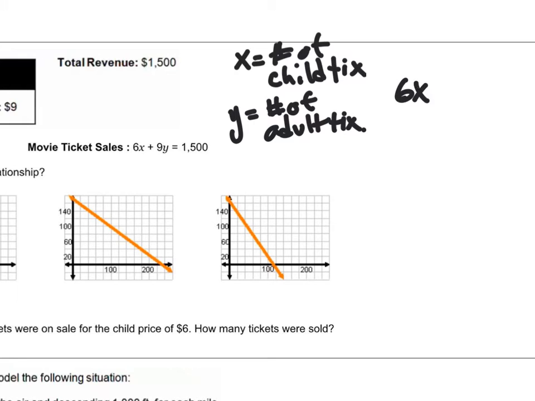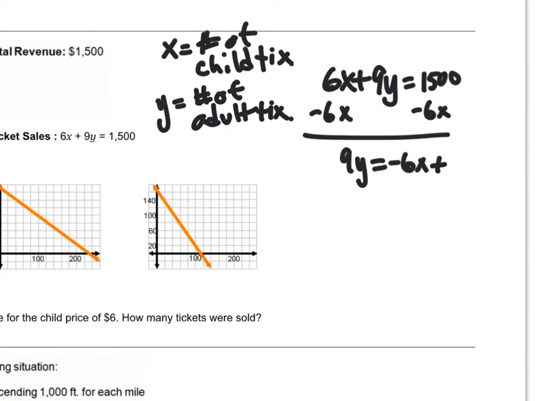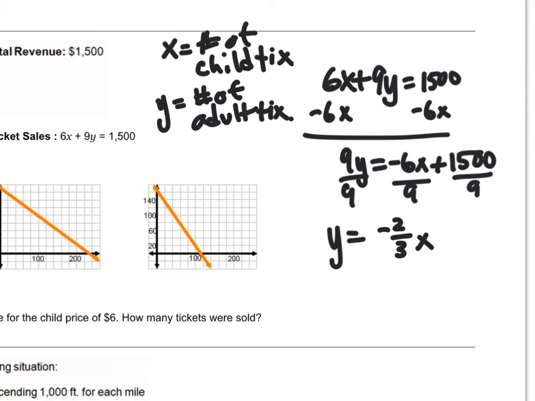So I've got 6x plus 9y is equal to 1,500. If I subtract 6x from both sides, so minus 6x, then that's going to give us 9y is equal to negative 6x plus 1,500. Okay. If I divide each of these by 9, I get y is equal to, now this fraction here simplifies to negative 2/3. So I'm going to do negative 2/3 x, and then plus, and then this fraction, if you divide out 1,500 divided by 9, it gives you 166.6 repeating.